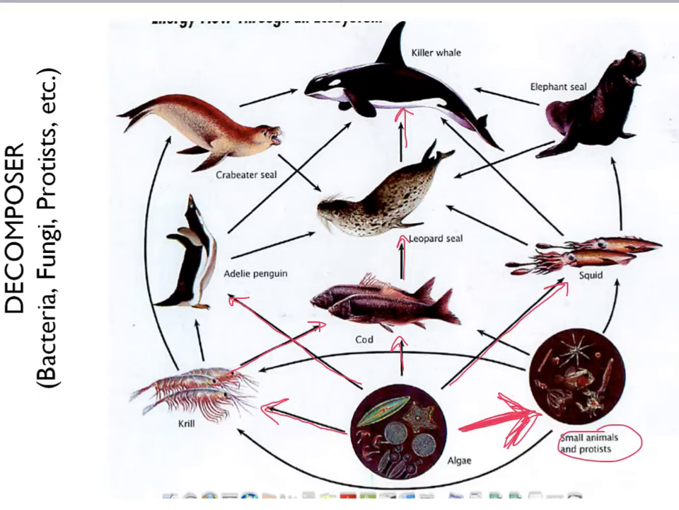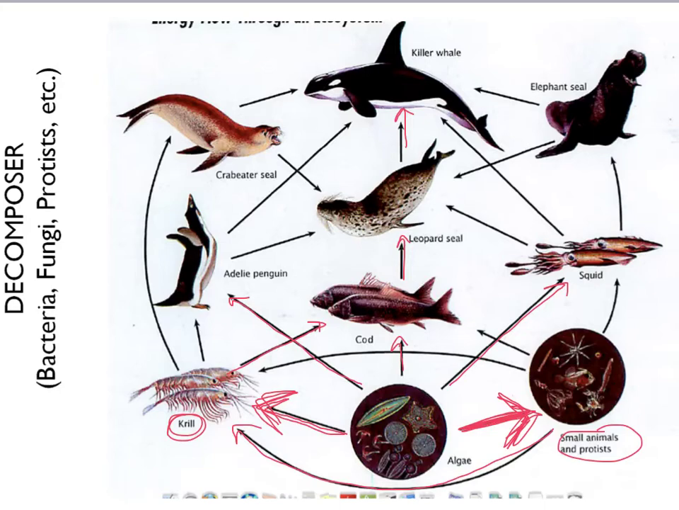Now something can exist on a food web in multiple levels. For example, krill are primary consumers because they eat the algae. But also they exist as secondary consumers because they eat these small animals and protists that are primary consumers from eating the algae. So it's okay if things exist at more than one level.